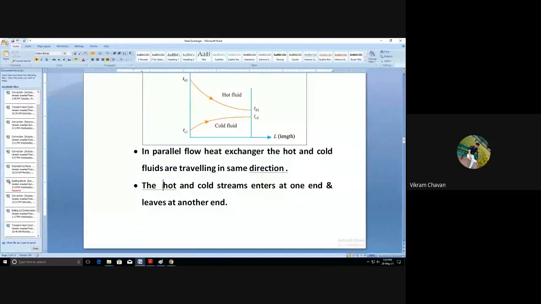Then you can write: the hot and cold streams enter at one end and leave at another end.